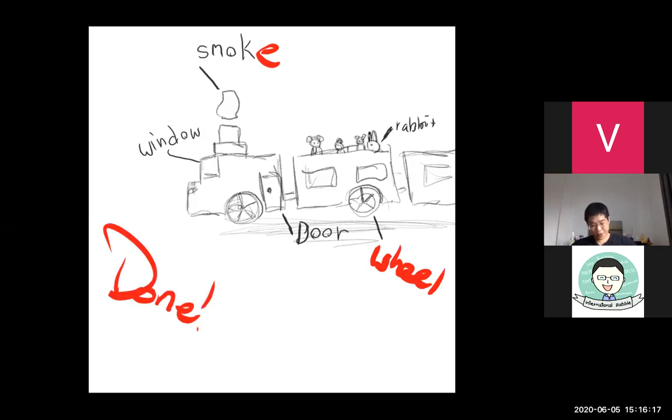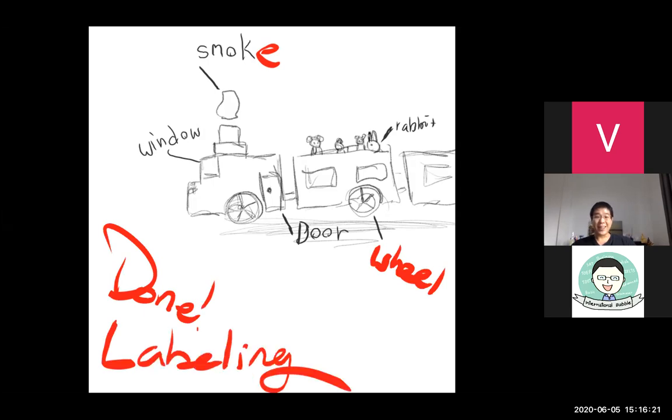All right, you learned about labeling. Right, you learned about labeling. Excellent. Okay. And then also too, we learned how to draw together. Right? I think that's pretty cool. Right? Yeah. All right, done.